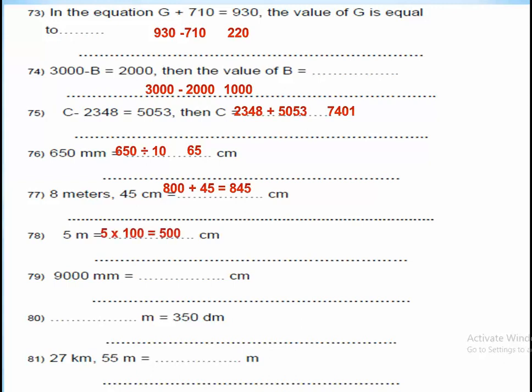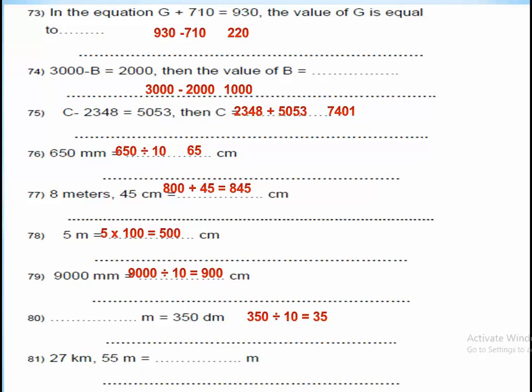9000 millimeter, to convert it into centimeter, divide by 10, so cross 0, one 0 from here and one 0 from here, it will be 900. Here, to convert 350 decimeter to meter, divide by 10, so cross 0, it will be 35. 27 kilometer and 55 meter.